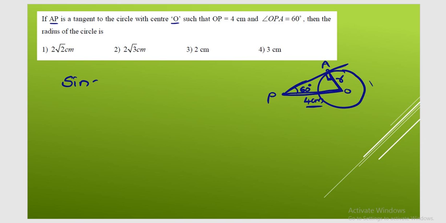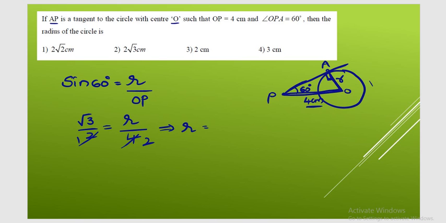So sine 60 degrees is equal to opposite over hypotenuse, which is R by OP. What is the sine 60 value? Root 3 by 2 is equal to R by OP. OP is 4. So in the denominators, this 2 will cancel one time, and this 4 will cancel in 2 times. So from this, R is equal to 2 root 3 centimeters. So the answer is 2 root 3 centimeters.